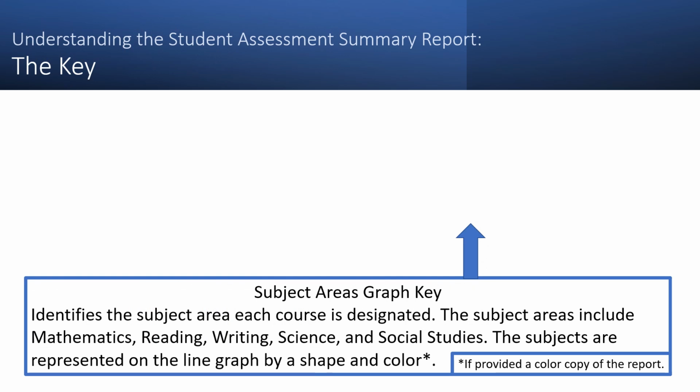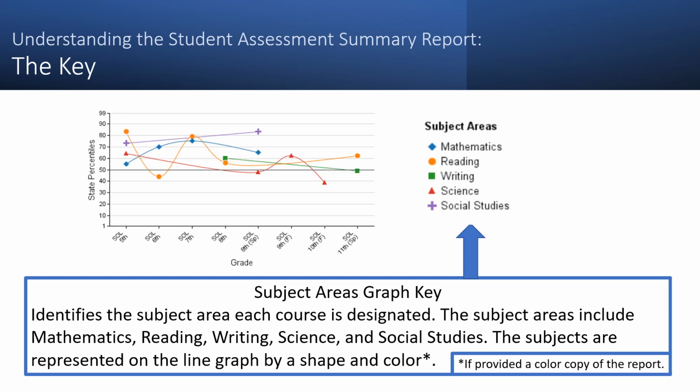The first portion of the report we are going to look at is identifying the key. The subject area graph key identifies the subject area a course is designated. The subject areas include mathematics, reading, writing, science, and social studies. The subjects are represented on the line graph by a shape and color.